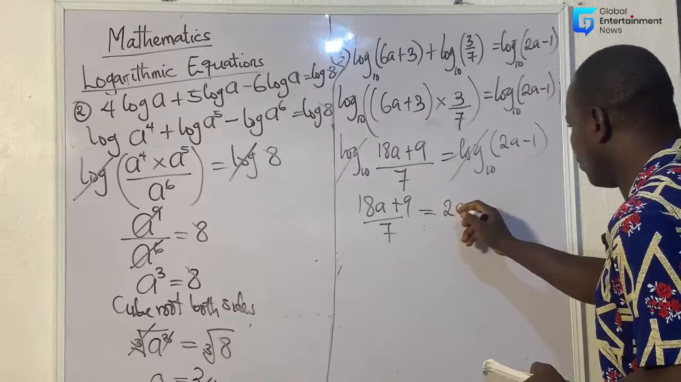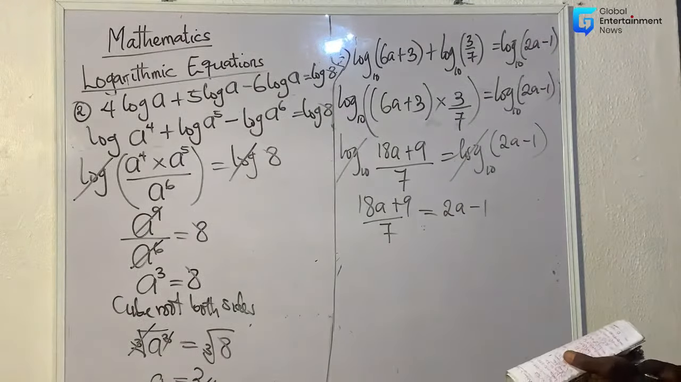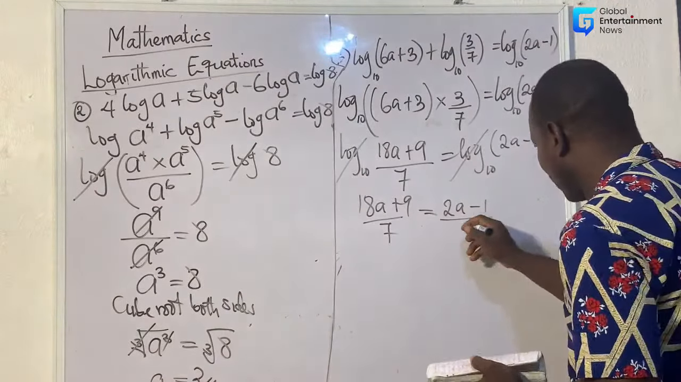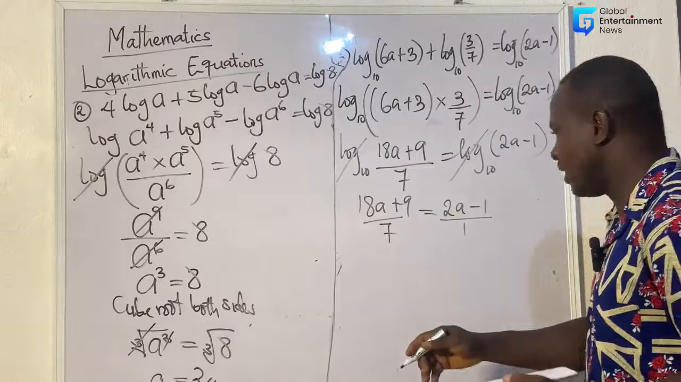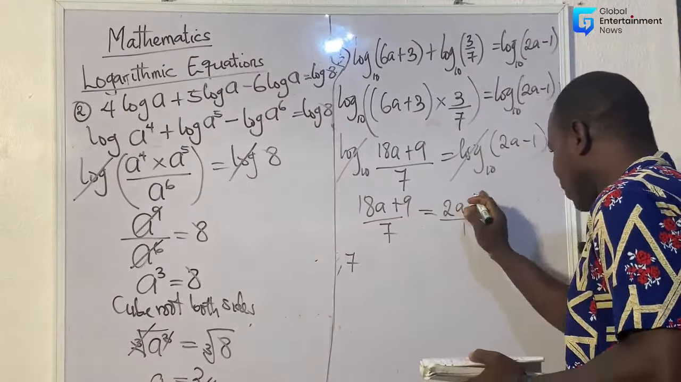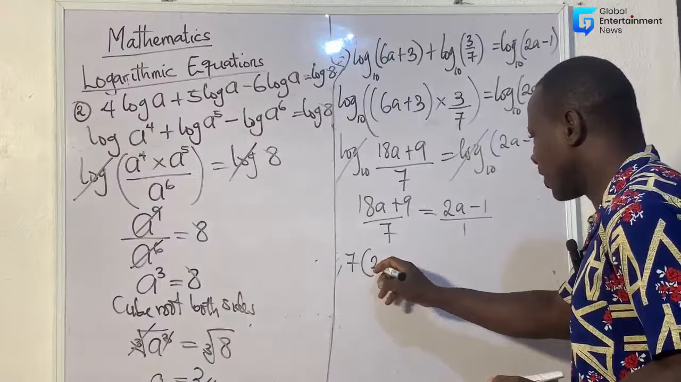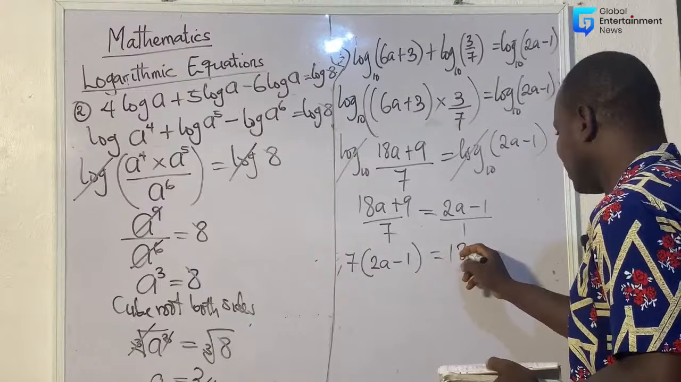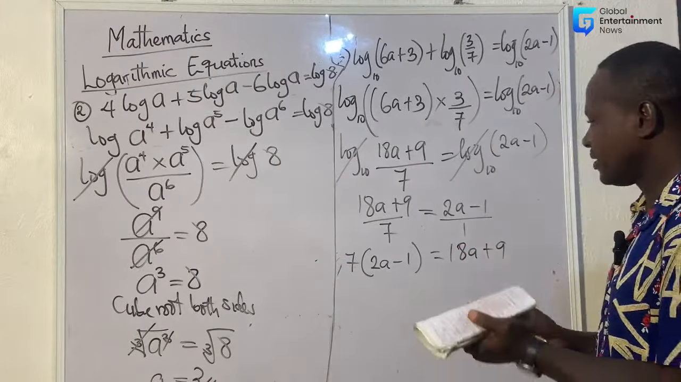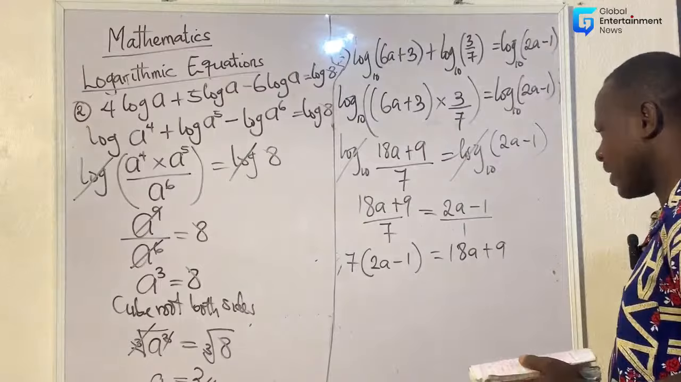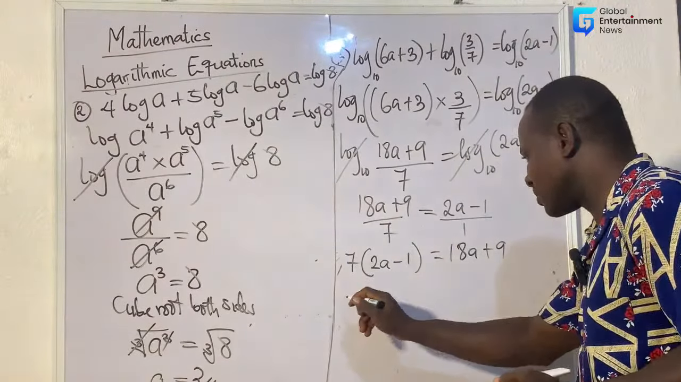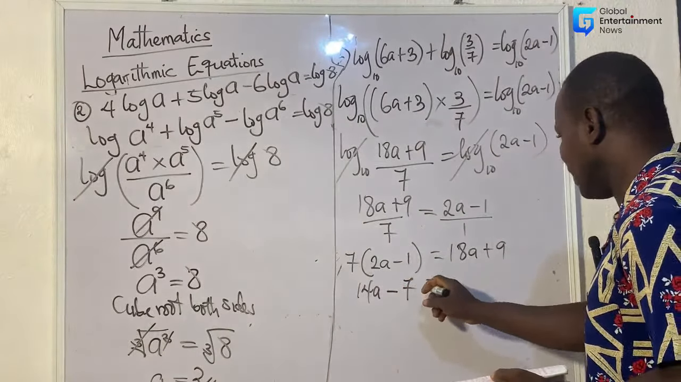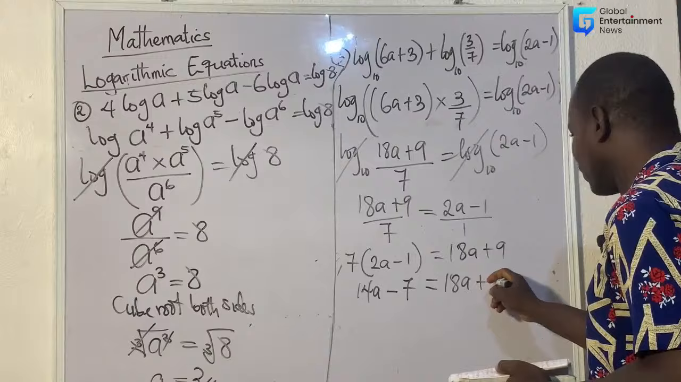what is left here, 2a minus 1. So what is the next operation now? We cross multiply. And you remember, a whole number is always all over 1. So let's cross multiply now. This one will now give me 7 times all these things. That is 7 times bracket open 2a minus 1 is equal to 1 times all this, which will give me the same thing, 18a plus 9. So I use this 7 to open the bracket. 7 times 2a is 14a minus 7 times 1 is 7, is equal to 18a plus 9.